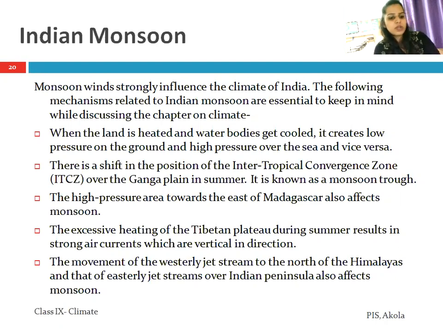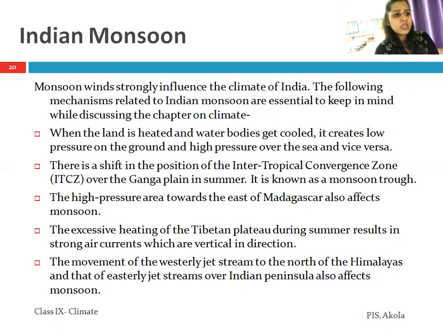So, the very first point which you have as the mechanism is when the land is heated and the water bodies are cooled, it creates low pressure on ground and high pressure over the sea and vice versa. It's very, very important for you to know and understand, children, that the differential heating and cooling of land and water affects the climatic condition. If the land is heated and the water bodies are cool, it creates low pressure on the ground, whereas high pressure in the sea. This is just because of differential heating and cooling of land and water. That's the very first mechanism.